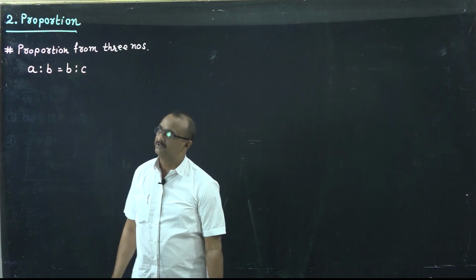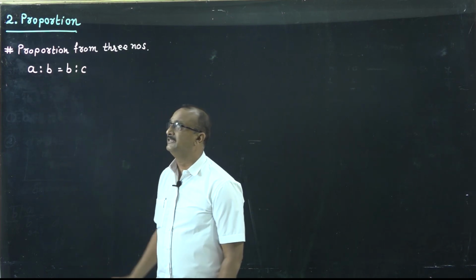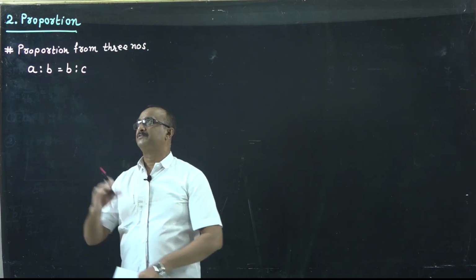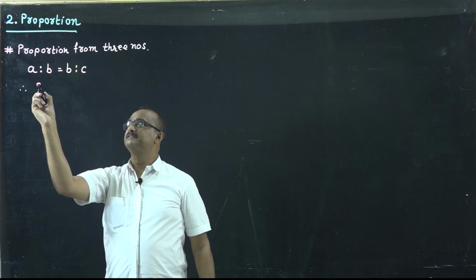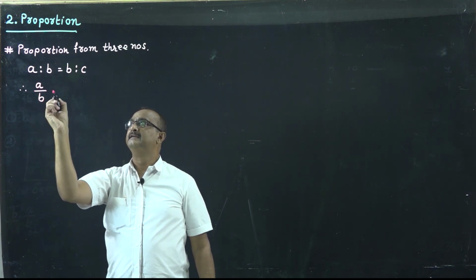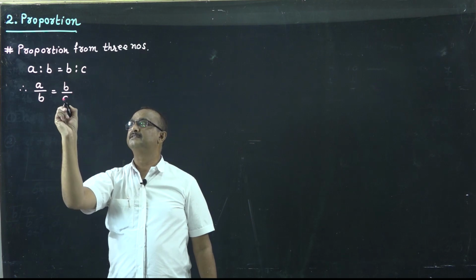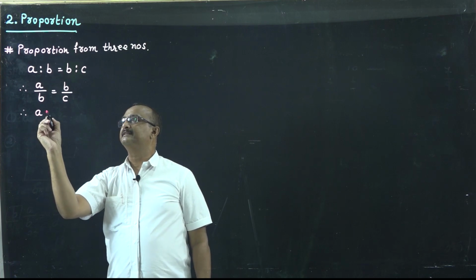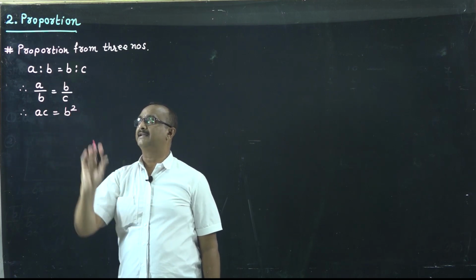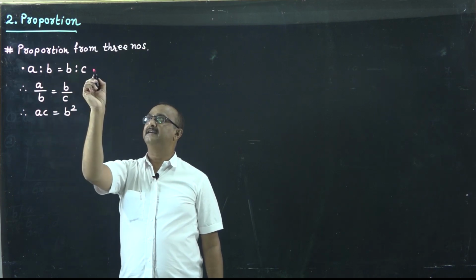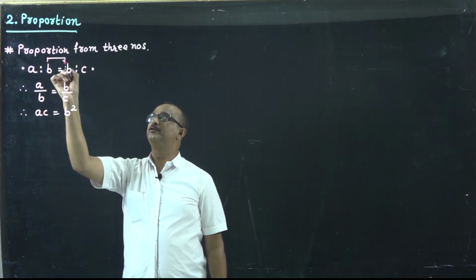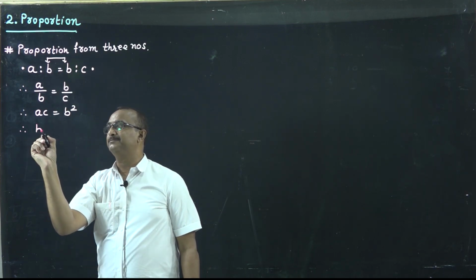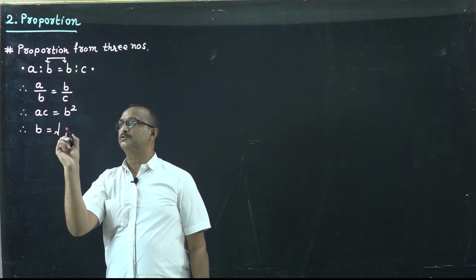So in this there is no fourth number, only three numbers A, B and C. It can be written as A is to B equal to B is to C. So, if we solve this, A upon B is equals to what? B upon C. By cross product, we can write AC is equals to B square. A and C are extremes while B is what? Mean. So B square equals to AC. We can also write that B is equals to under root of AC.